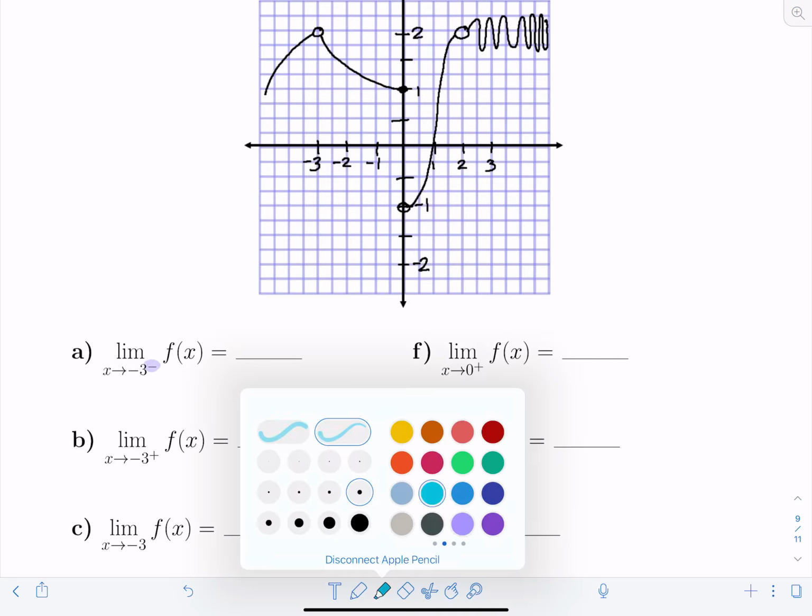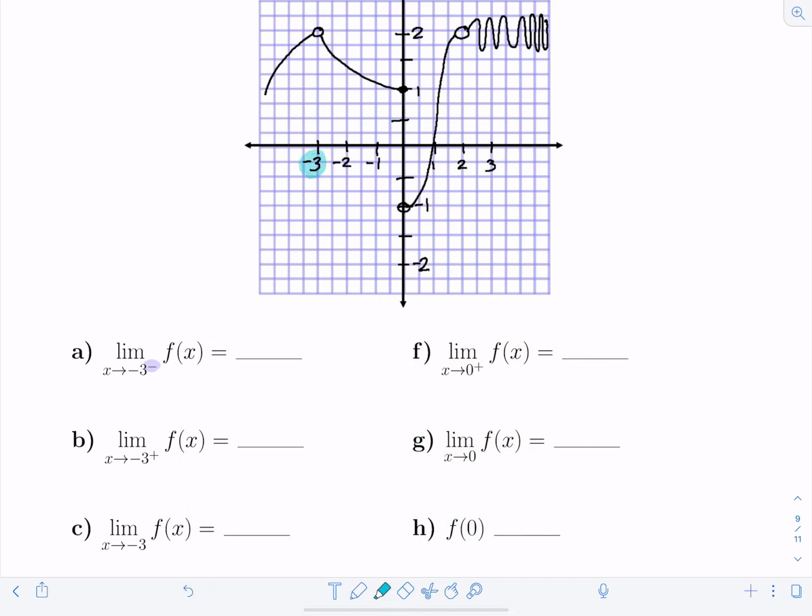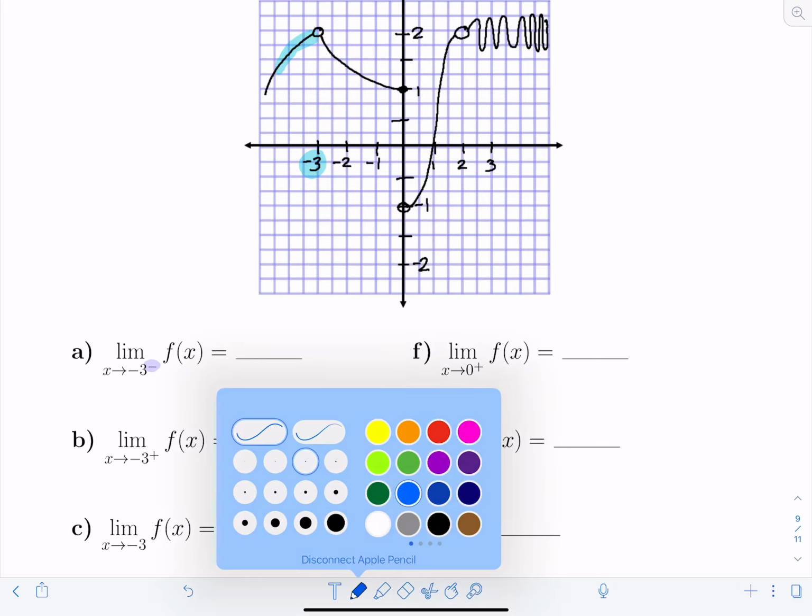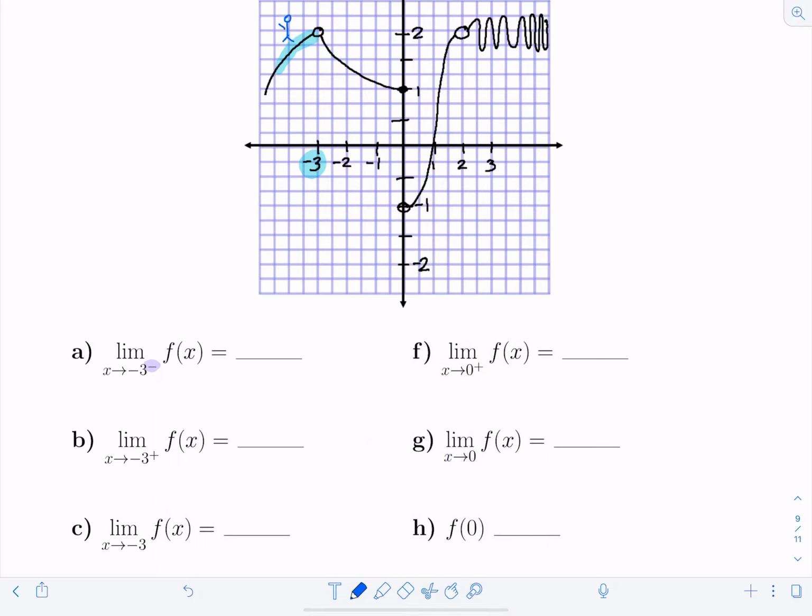Okay, so we're approaching x equals -3, but from the left side. So from this side, you've got your little person walking on the graph this way. And as we're approaching -3 from the left, what does the function value look like it is? What's the y value? 2. Very good.